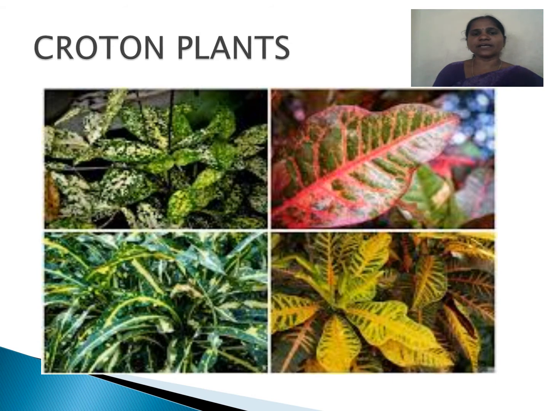These are different kinds of croton plants. Let's observe the picture. This croton plant has white pigment, this one has red pigment, this one has white and yellow pigment, and this one has red pigment. So these leaves are all different colors. Where the pigment is present, there is no chlorophyll. The remaining part of the leaf has chlorophyll. That part only can prepare food for the plant.